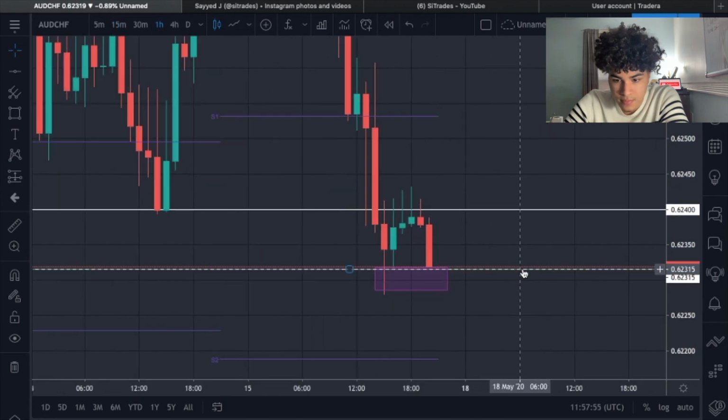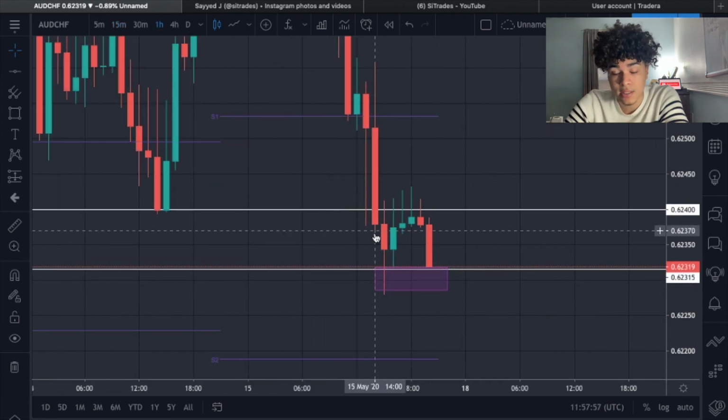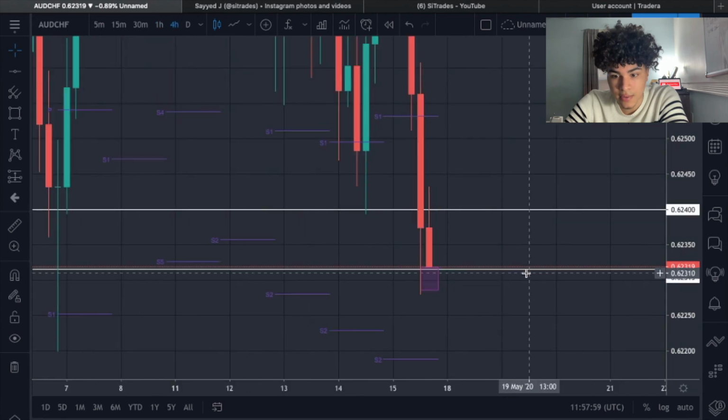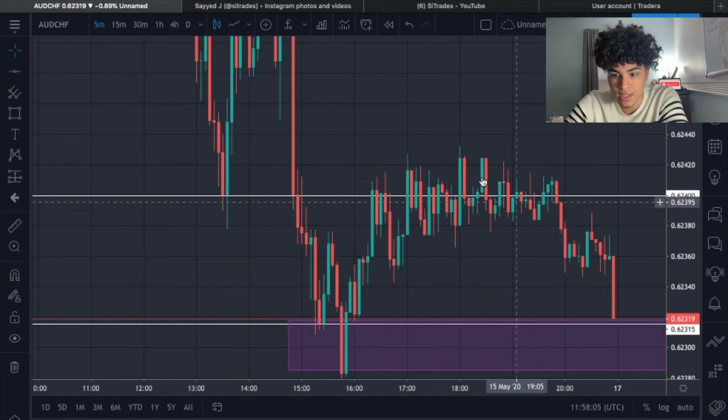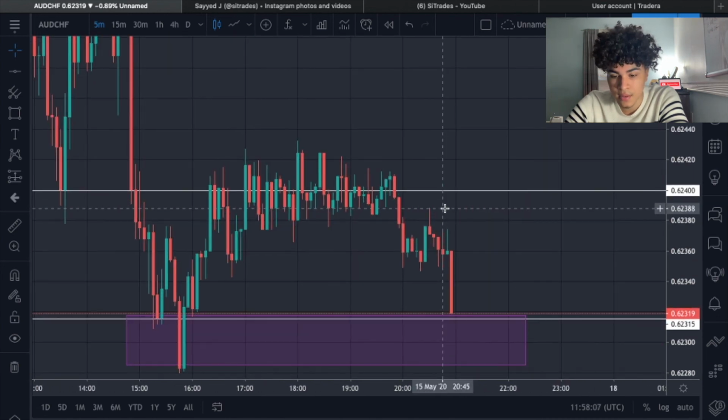1 hour, looking pretty bad. Looks like it's going to go short. 4 hour, definitely going short. So that's why I wrote this in as it's going in a short market. Consolidation usually means short.